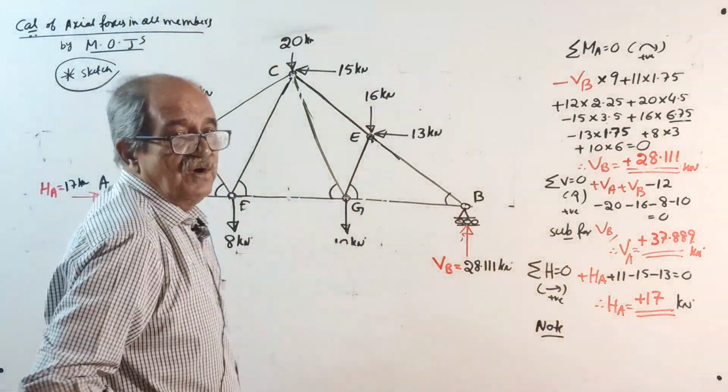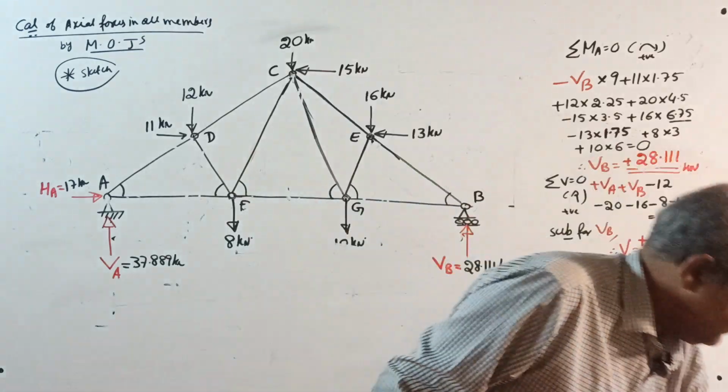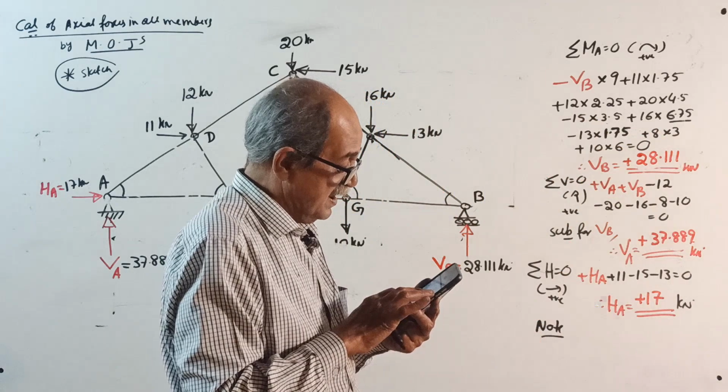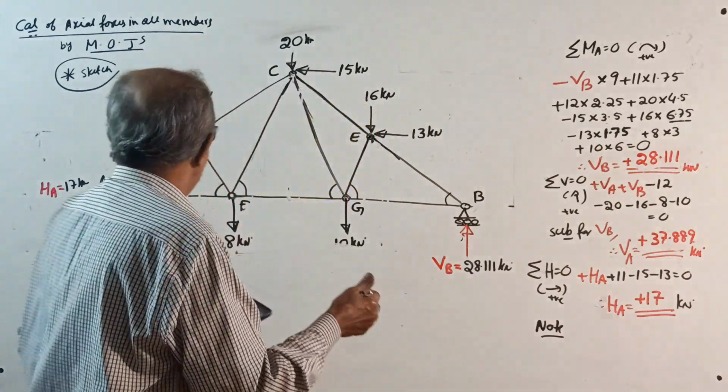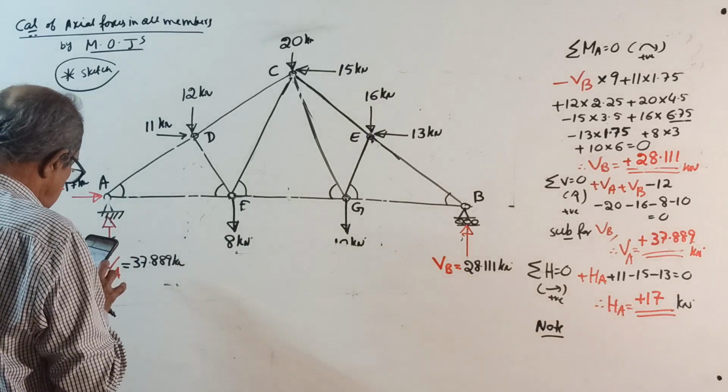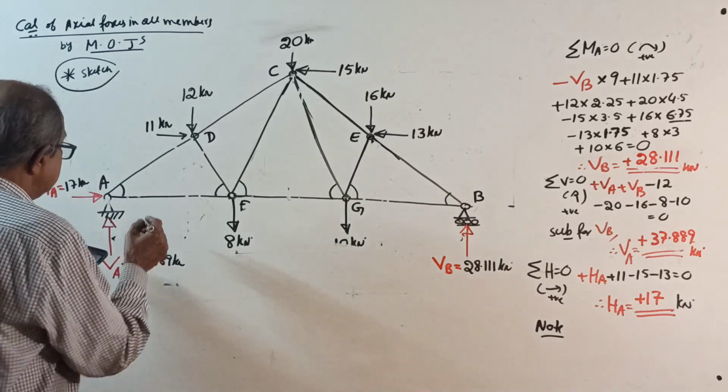Angle, it is there in a photo. See, I have taken a photo because before rubbing the board, I have taken a photo here. This angle, see, I told theta 1. Where is theta 1? Theta 1, 37.875 degrees.